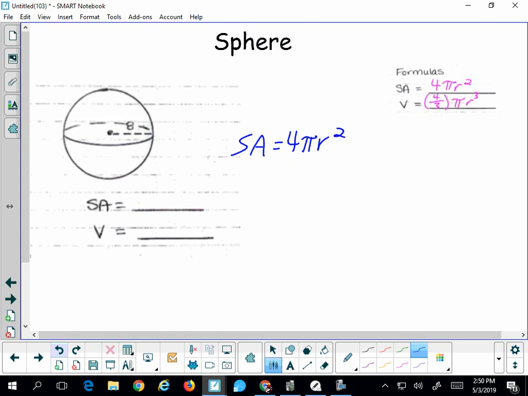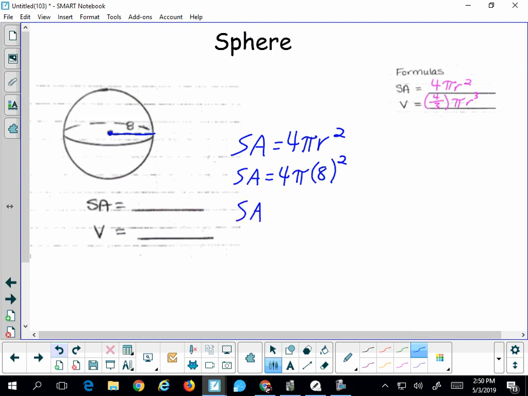So if you notice in this sphere, we have a radius. Here's my center point, that's the core of my sphere. My radius is 8. So I substitute that into my formula. The surface area is equal to 4 times pi times 8 squared. Okay?